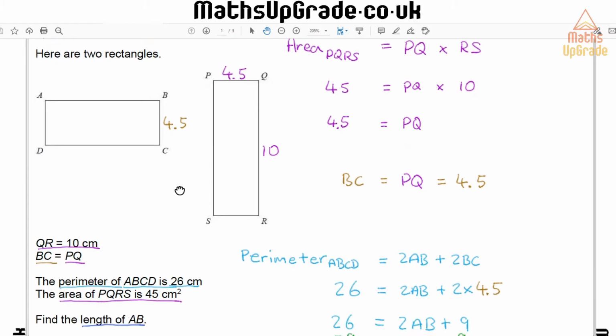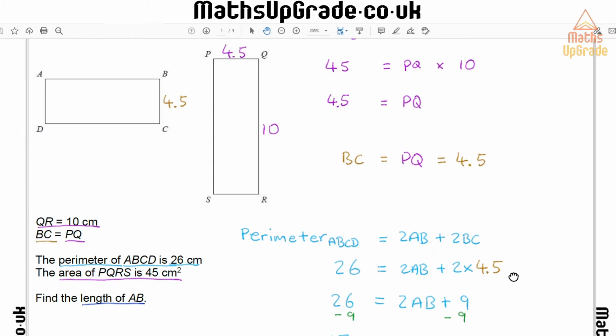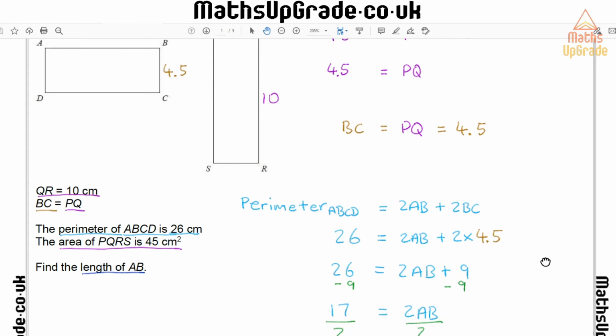Now the next part of this question involves the fact that I'm told that the perimeter of this rectangle here is 26. So because the perimeter is also twice the length added to twice the width, in other words the distance all the way around, then I can equate them like this. I can say that 26 is equal to 2 lots of AB plus 2 lots of BC, which is 2 lots of 4.5. Okay, so 2 lots of 4.5 is 9, so 26 equals 2AB plus 9.